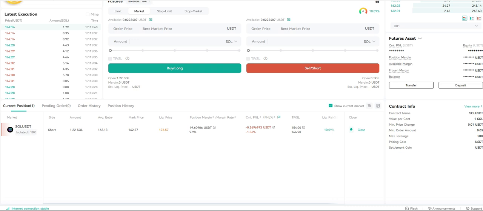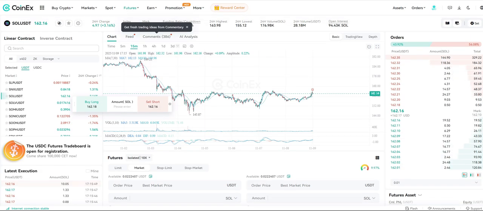And the reason why we see $154 is because it is a short. Okay, so it's less than when we entered that. We can see we have entered at 162.13. Okay, so this is the basic way of looking at it.